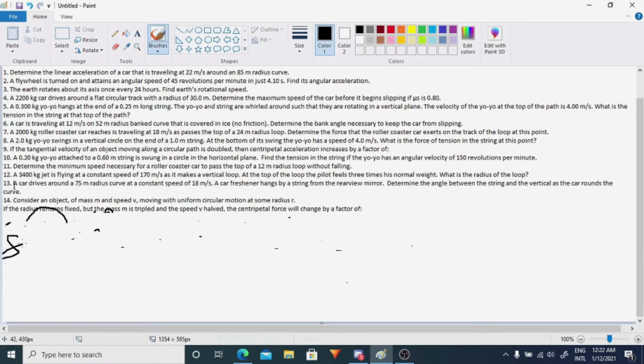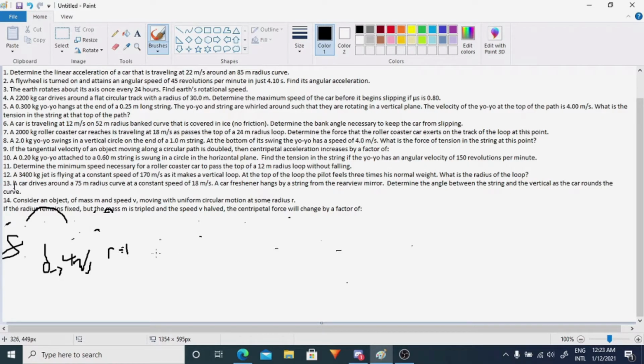All right. Question 8. A 2-kilogram yo-yo swings in a vertical circle on the end of a 1-meter string. At the bottom of the swing, the yo-yo has a speed of 4 meters per second. What is the force of tension? Okay. So the yo-yo is now at the bottom. It's going 4 meters per second. The radius is 1 meter.